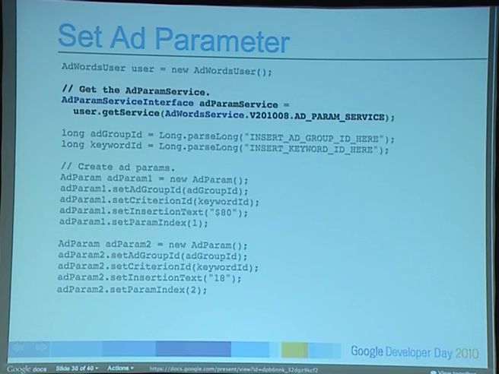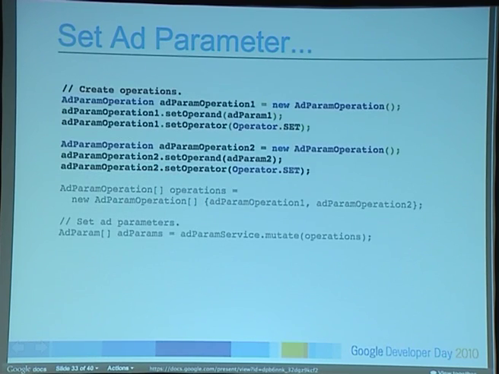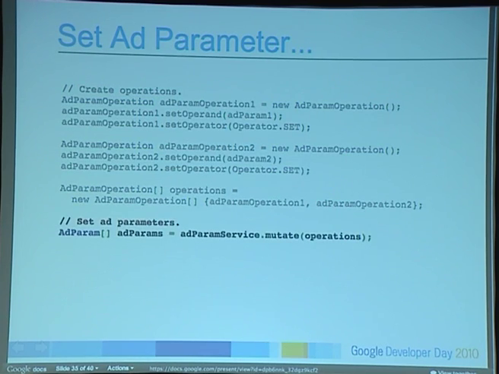Again, it's using version 2010 of the AdWords API, and the ad parameter is linked to an ad group and to a keyword. So for each keyword that you have inside an ad group, you can set different values that will modify the ad. After setting up the ad group and the keyword, you can insert the 2 parameters, in this case $80 and 18% discount. Once you have that, you do 2 set operations, and again you have the list of operations, and you call the mutate function to perform all the operations.